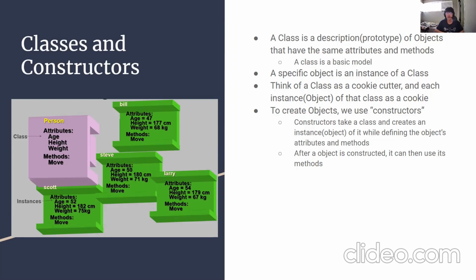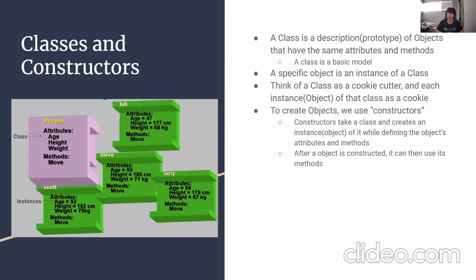So you can think of that as a cookie cutter. A class is a cookie cutter, and every instance of that class is a different cookie. Now all these cookies could be different kinds of cookies. One could be chocolate chip, and one could be oatmeal. They're made of different materials, so they're different cookies. But in the end, you're using the same cookie cutter to cut them, so they're the same size, if you were to say. So to create objects, we need constructors.